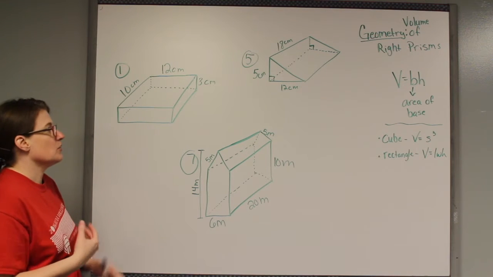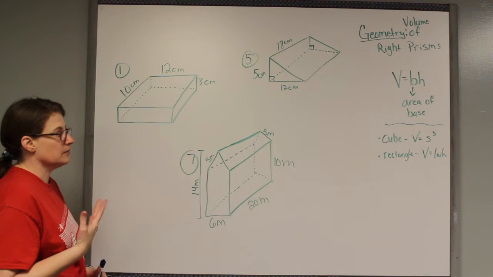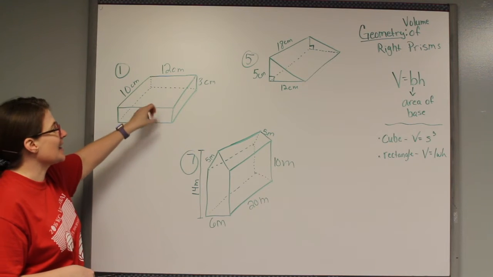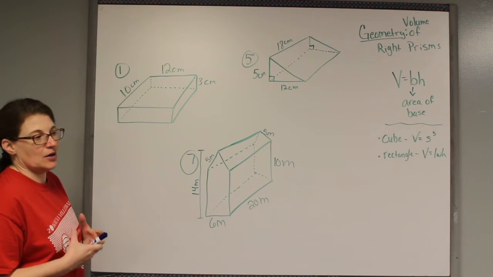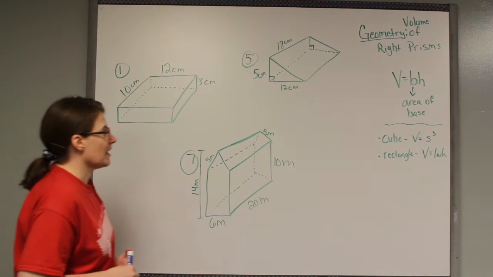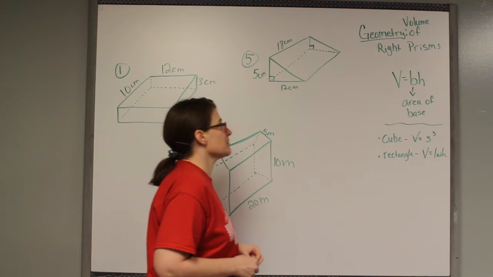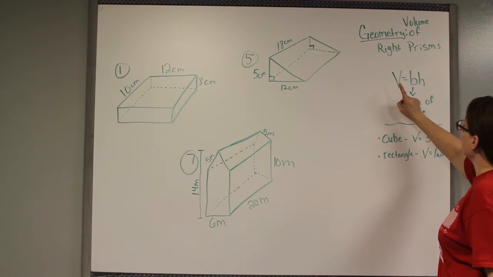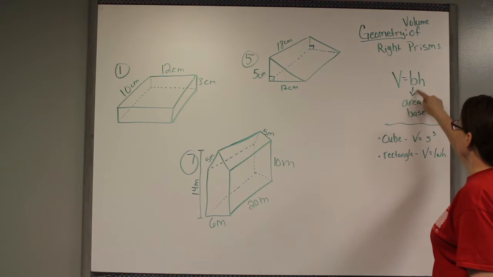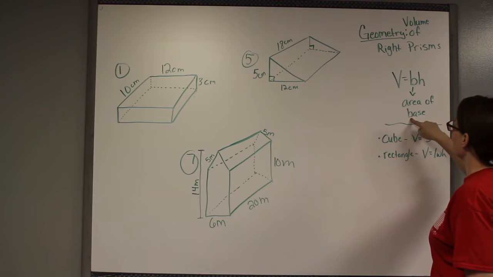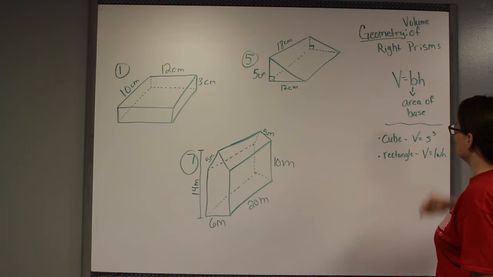This is just bringing a new formula in. So volume is the space inside, like how much something can hold. It's usually used in liquids and things like that, but also in 3D shapes. And the formula for volume in right prisms is the area of the base, that's what the B stands for, the area of the base times the height.